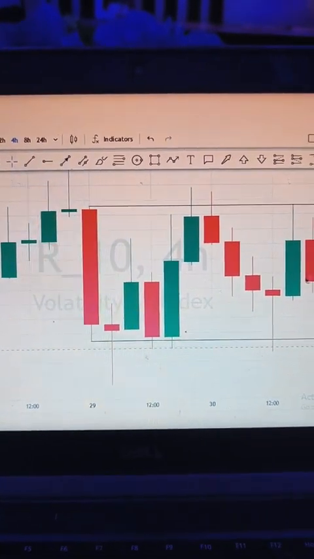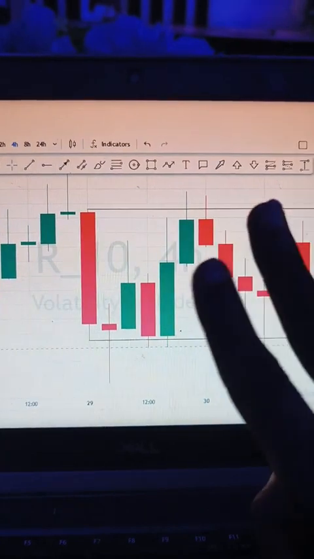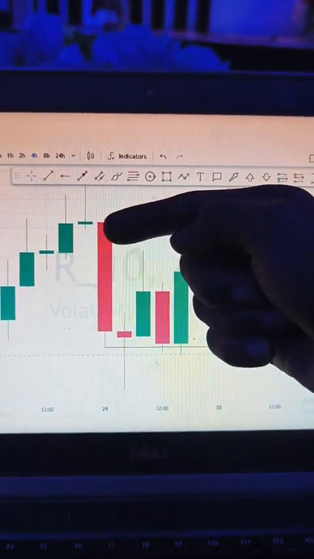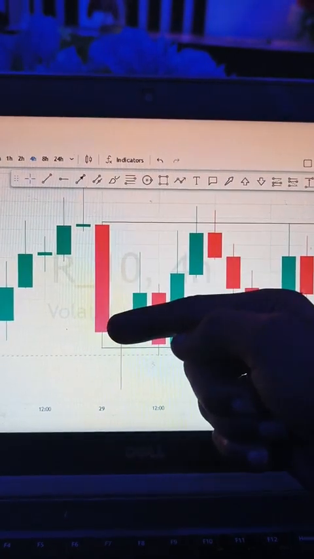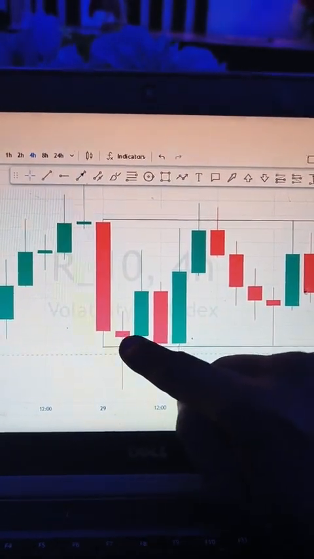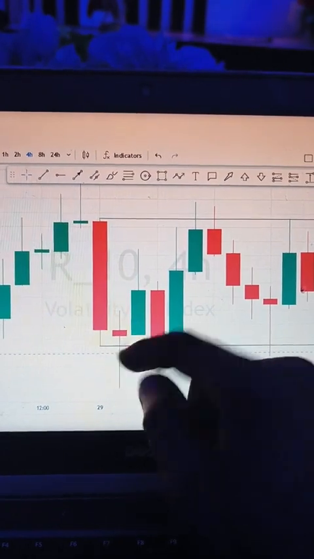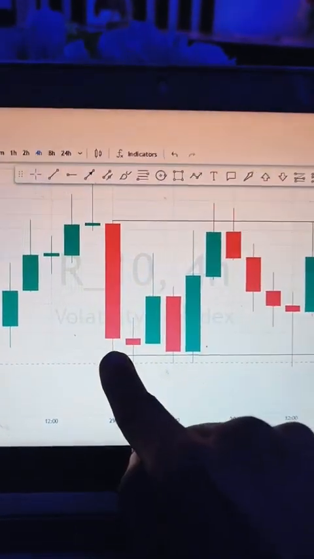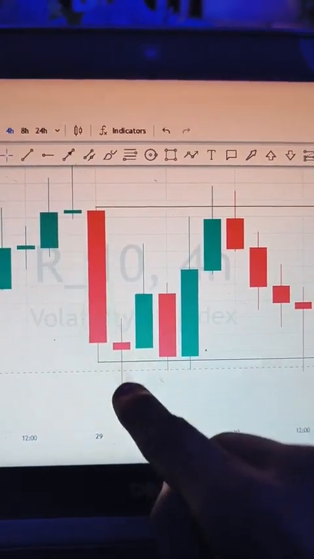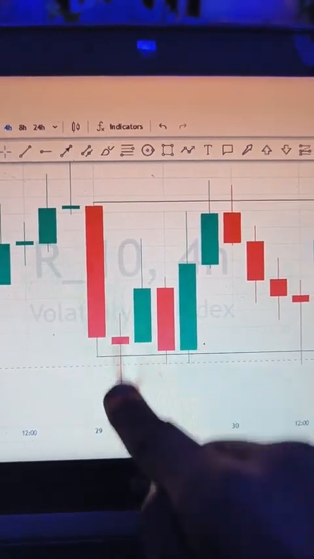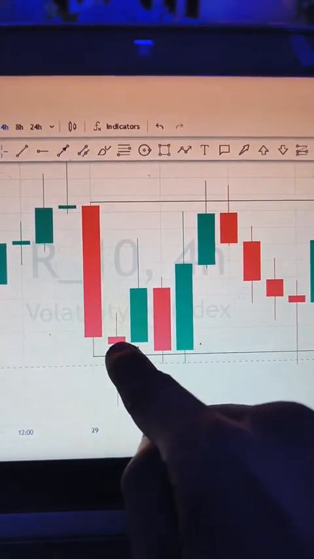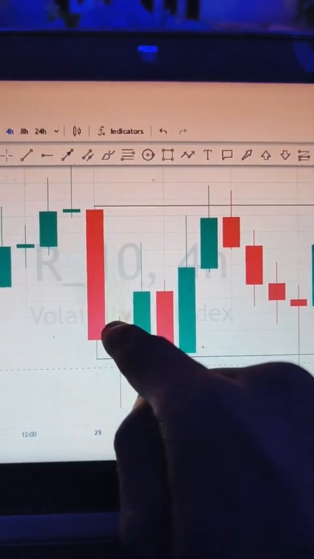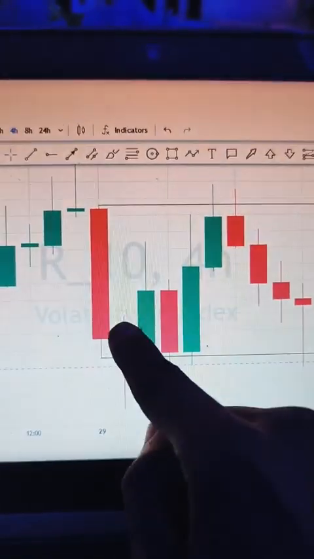For a buy, what you need is just two major candles. You need a very long candle, then you need another smaller candle that wicks out the previous one. See this wick here? See how it wicks out this other one, right? Then it also closes inside of the previous candle. This is what you need.